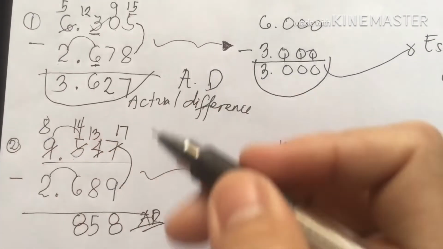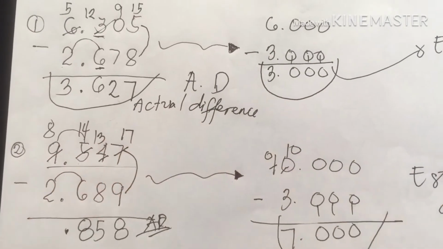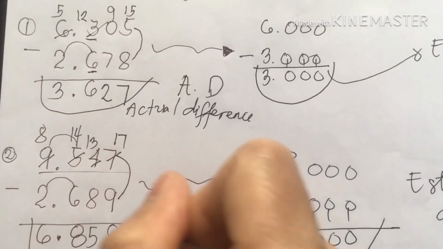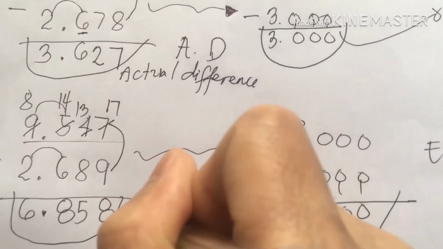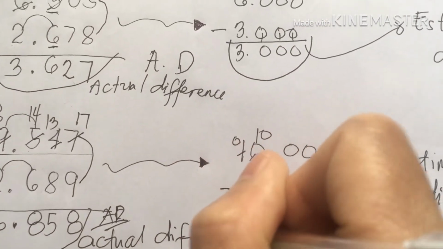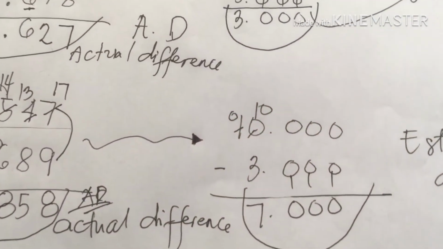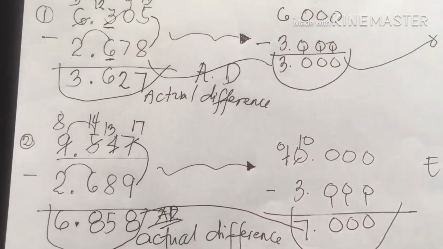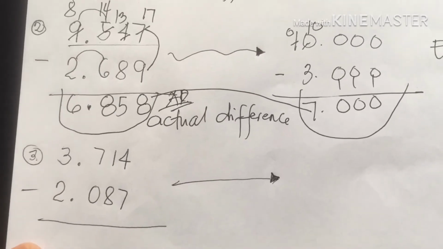So 8 minus 2. Don't forget to write the decimal point, class. So we're going to write here, this will be our actual difference. And that's very near. Absolutely correct. Next, let's proceed to number 3.